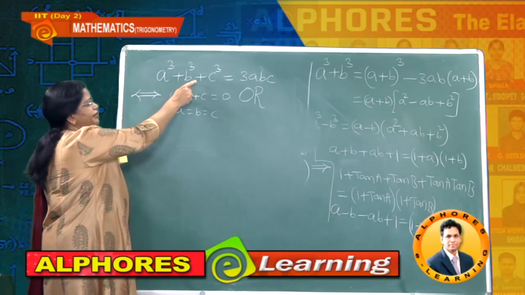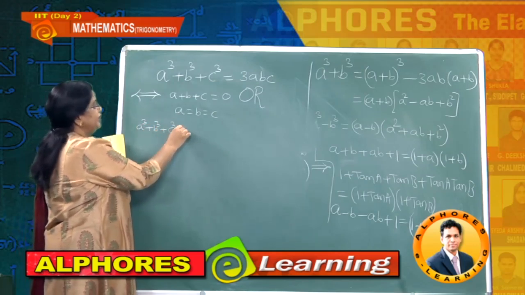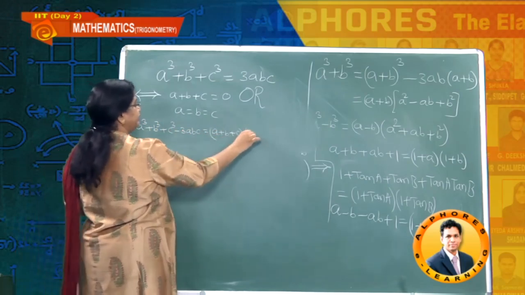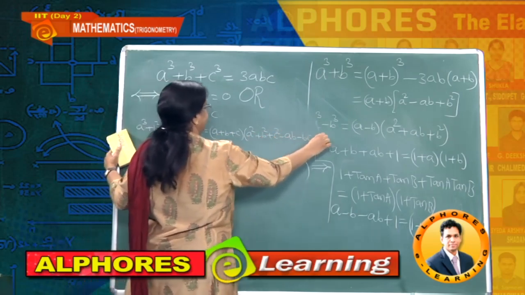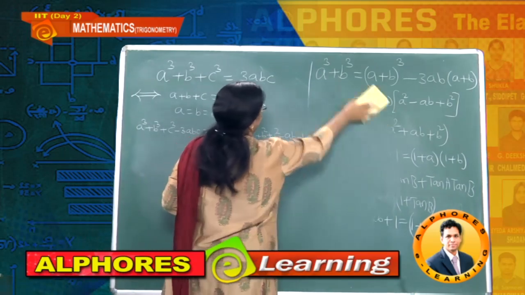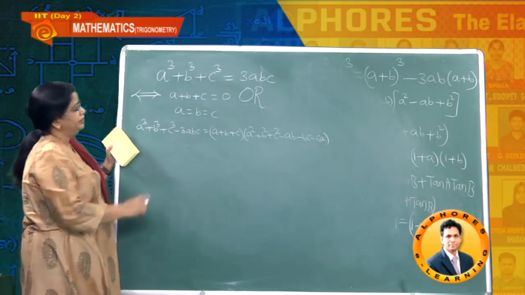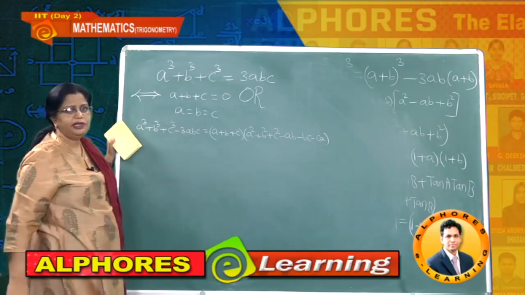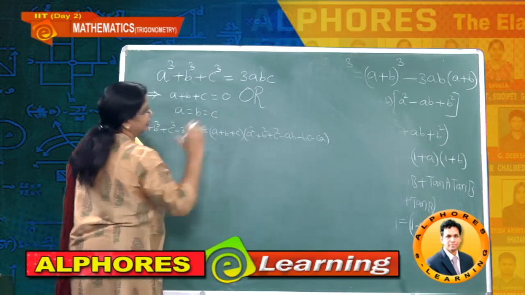Again, what is the value of this one? That is a cube plus b cube plus c cube minus 3abc. This is equal to (a plus b plus c) into (a square plus b square plus c square minus ab minus bc minus ca). This is the formula for a cube plus b cube plus c cube minus 3abc. Now you observe, from this formula, if this value is equal to 0, that means a cube plus b cube plus c cube equal to 3abc. If this value is equal to 0, either this is 0 or this factor is 0.